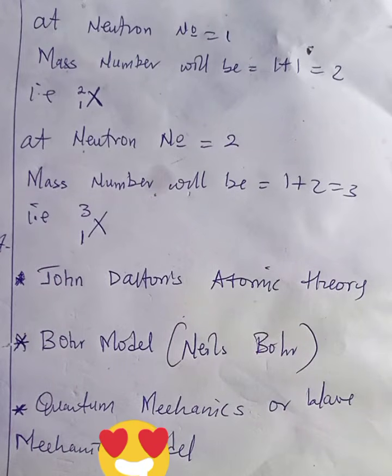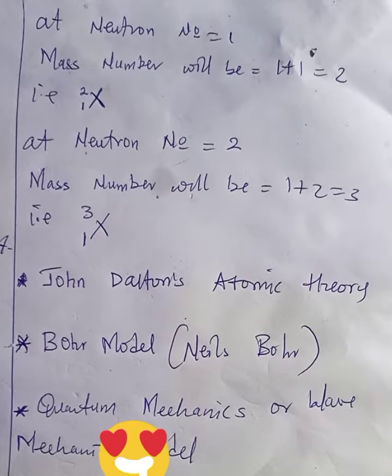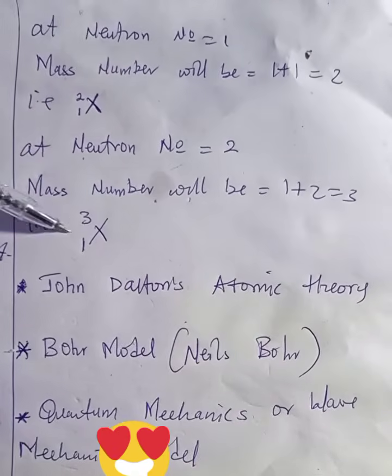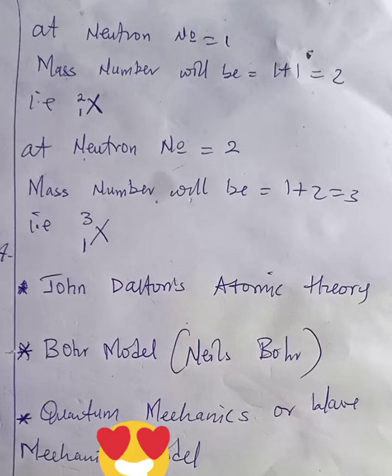Then if the neutron number is now 2, the mass number will become 1 plus 2, which is proton plus neutron, which is 3. Then we'll have this element. The atomic number will be on the downside, then the mass number will be on the upper side. Take note of that. So this describes a phenomenon that we call isotopes.